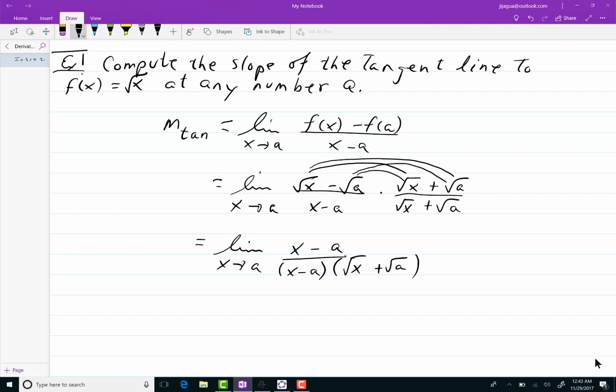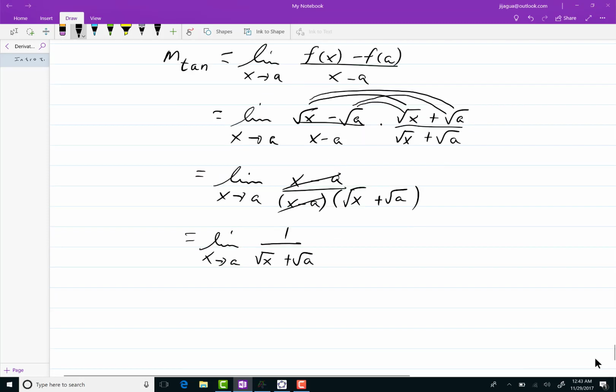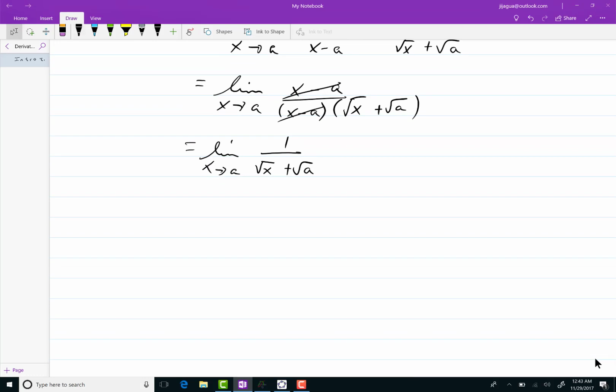Obviously, the x minus a's cancel out, and I'm left with the limit as x goes to a of 1 over the square root of x plus the square root of a. And it's at this point, assuming that a is not 0, of course, that you can see right here is another reason why I wouldn't want that. I'm going to replace x with a, and I get 1 over the square root of a plus the square root of a, equals 1 over 2 times the square root of a.